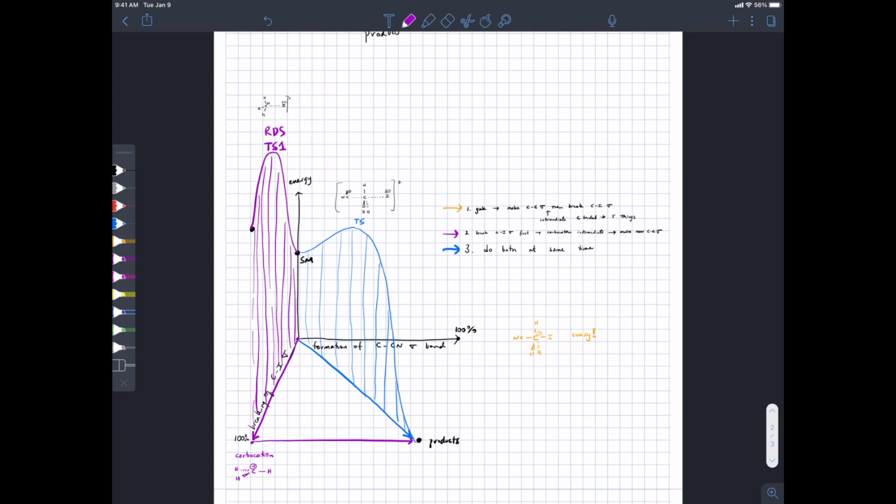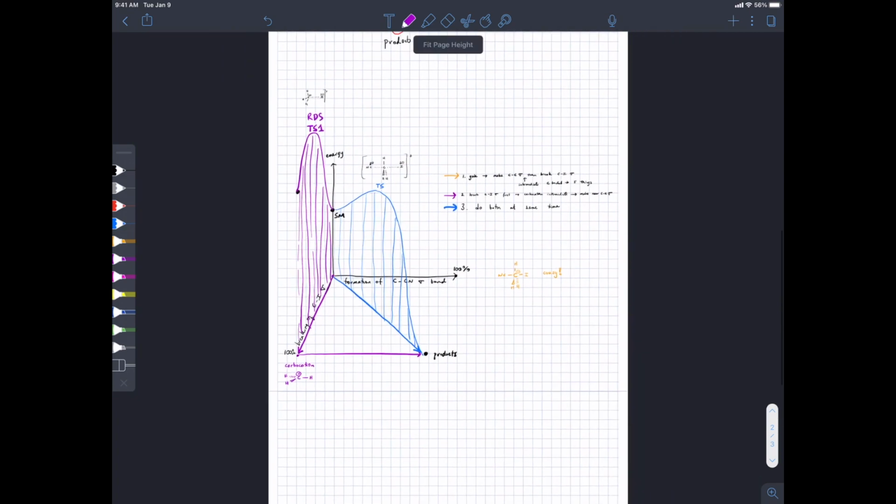By the way, Sierra at home is asking, what does SM stand for? Starting materials. Sorry about that.